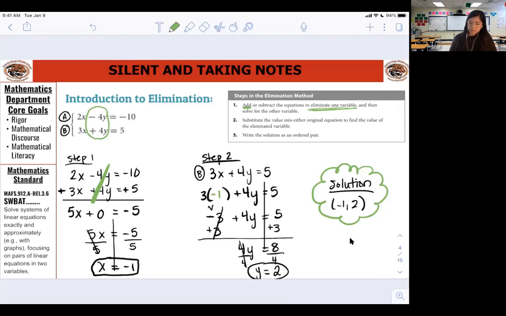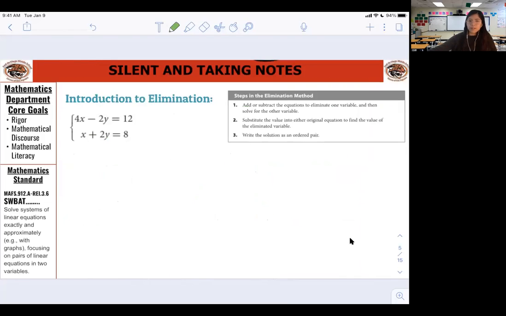All right, let's do another one. All right, so here's a second example. Now in this example, go ahead and start writing it down, but also let me know which variable should I be eliminating.